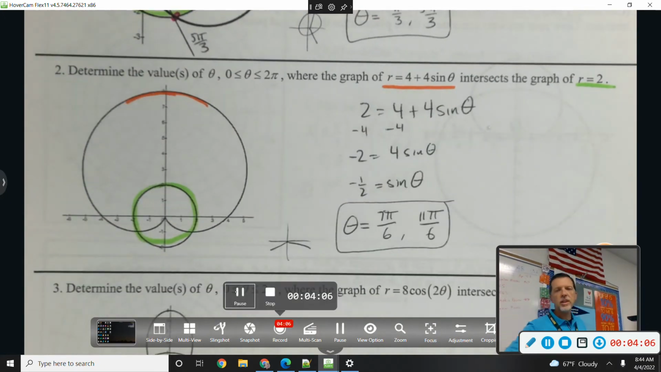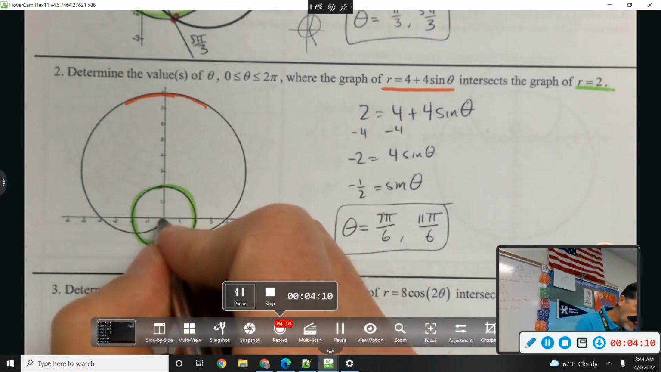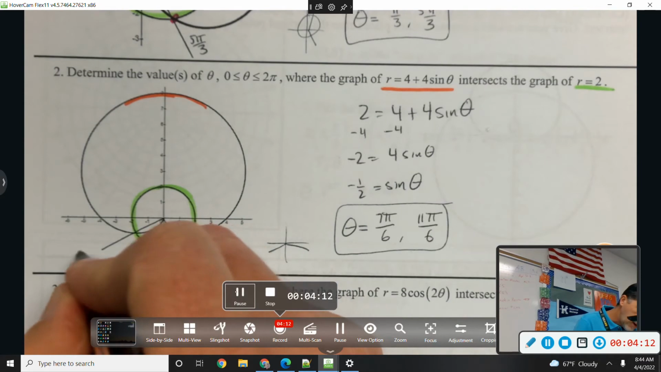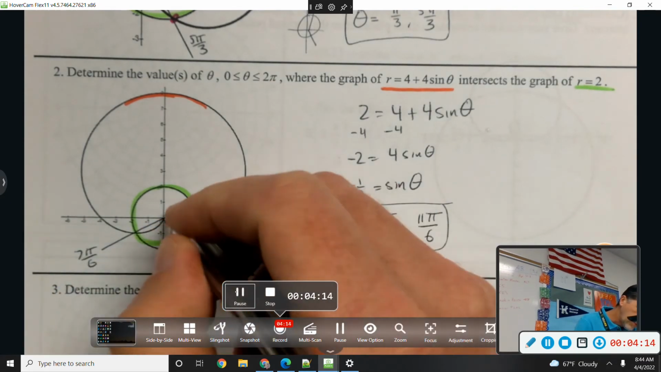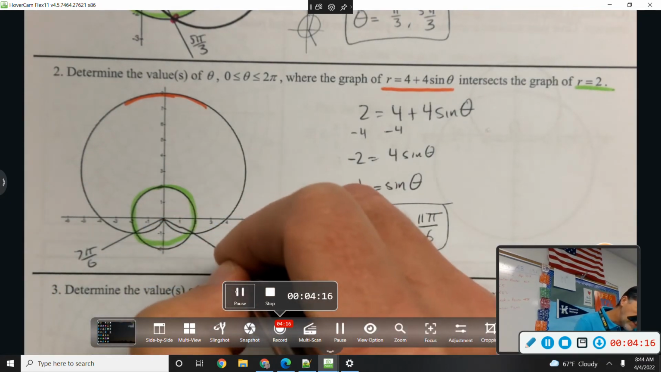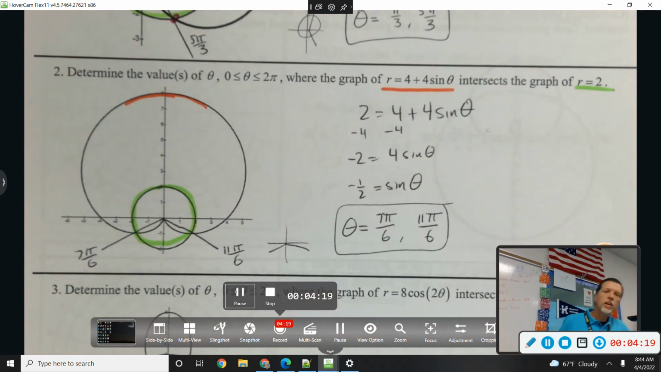11 pi over 6. And that matches with what you see, I think. Right? I'd believe that that's 7 pi over 6, and that that's 11 pi over 6. So on these problems, you get a visual check at the end to make sure your answer seems correct.